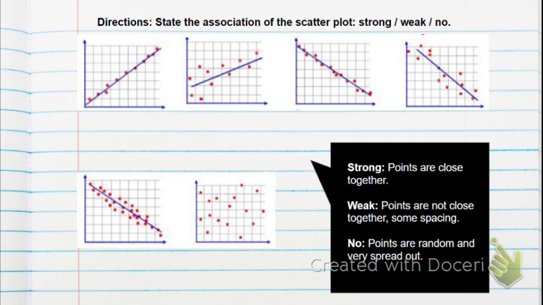Now remember, for it to be strong, they have to be close together. Weak, they're kind of spread out somewhat, and a no is that they're random. You can't really tell at all. Okay? So looking at our first example that we have here, we're going to state the association.